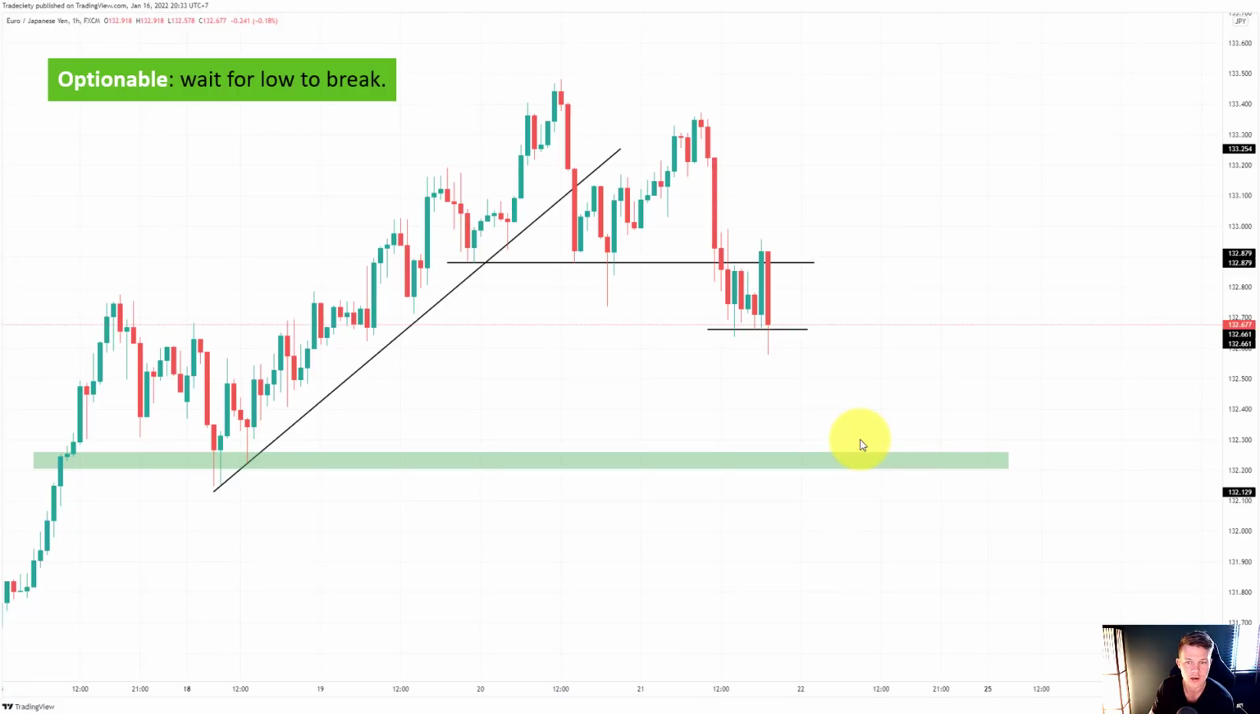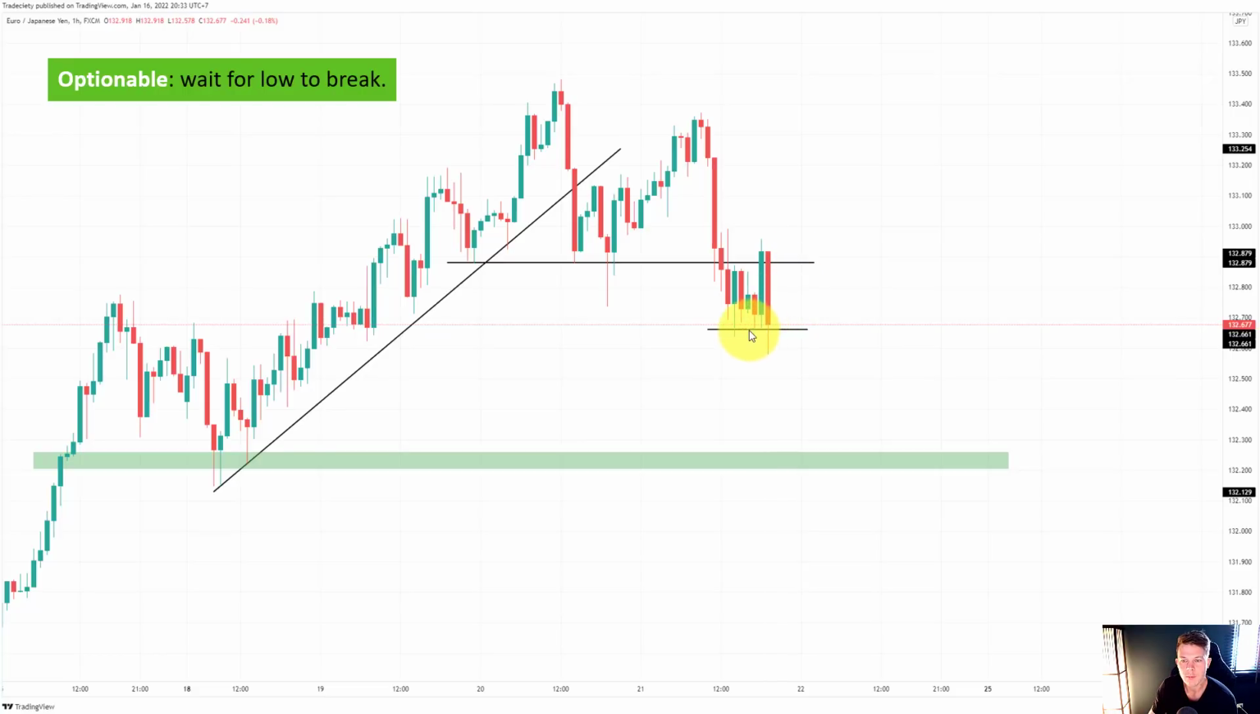So where's the entry now? Optionally, many traders are probably already in now. You could also wait for the market to make a lower low. So you wait for this cluster of lows to break before you get in. That's a little bit more personal, depending on the level of aggressiveness that you want to have. Obviously, there's a trade-off. The earlier you get in, the less confirmation you have. If the market breaks below that, it looks more bearish than if you get in now, because we haven't cleared the lows. There's a little chance that the market will bounce here.